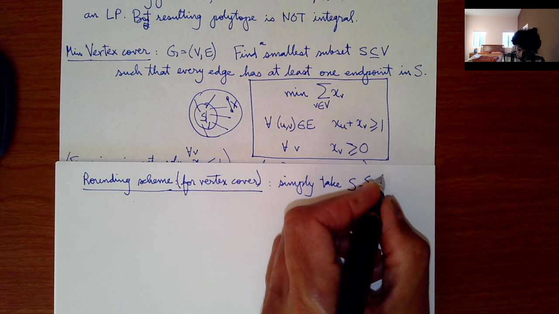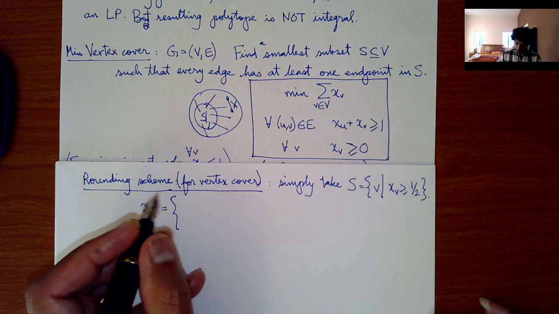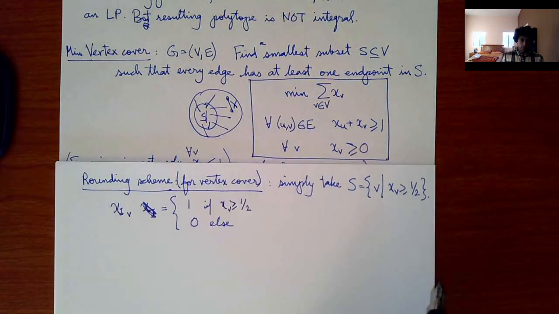You can think of one way of rounding as simply saying that x_i of the vertex v, subscript v, is going to be 1 if x_v is greater than or equal to half, and 0 otherwise. I'm sorry, this is a bit overloaded notation here. This is the rounding scheme, but we can just think of it as taking this set. Okay, so why is this a cover? Why is S a cover? Looking at the LP, can someone tell me why the set is a cover?